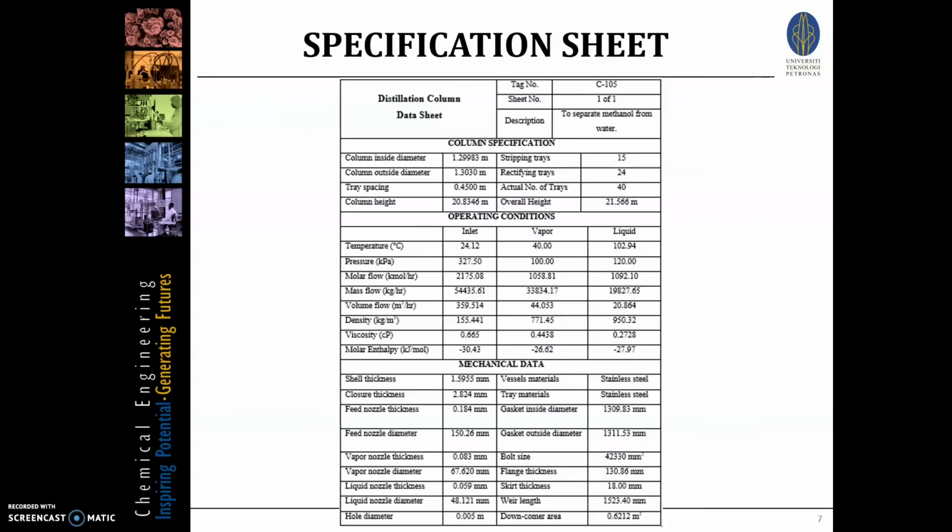Moving on to the specification sheet, basically it summarizes the whole design of the distillation column. The parameters or the variables that I mentioned just now are included in the sheet. Of course, mechanical design of the column is included as well, such as bolts, skirts, nozzles, and so on.